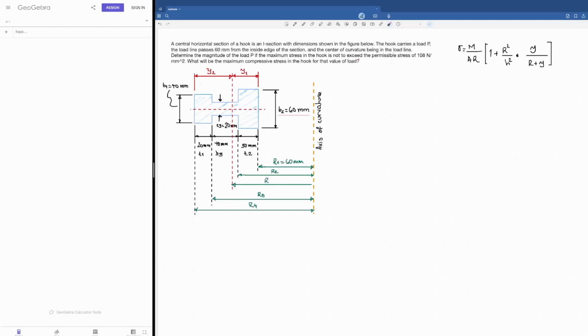Then they said determine the magnitude of the load P if the maximum stress in the hook is not to exceed the permissible stress of this number here, 108 newtons per square millimeter. That's the first thing, and the second thing is what will be the maximum compressive stress in the hook for that value of load.